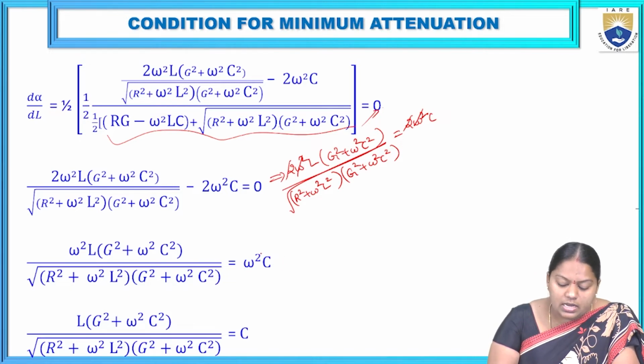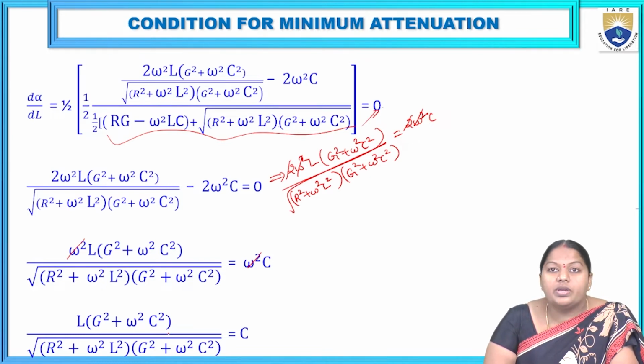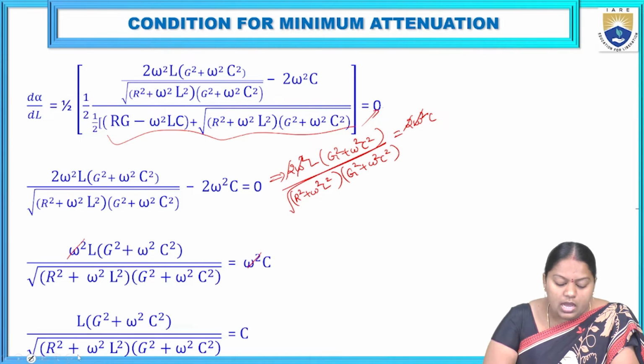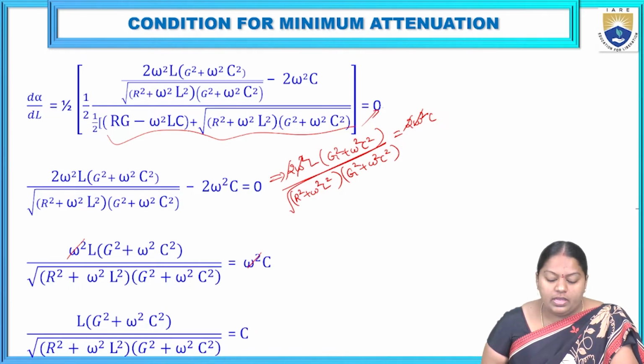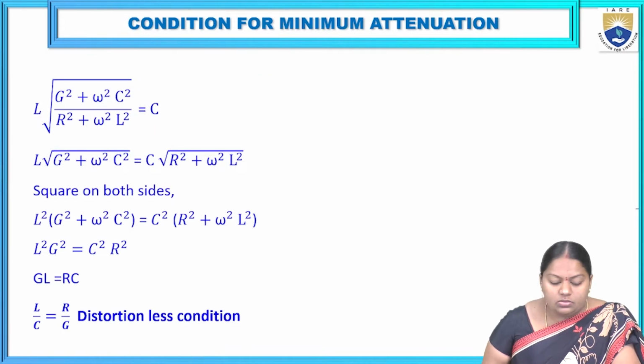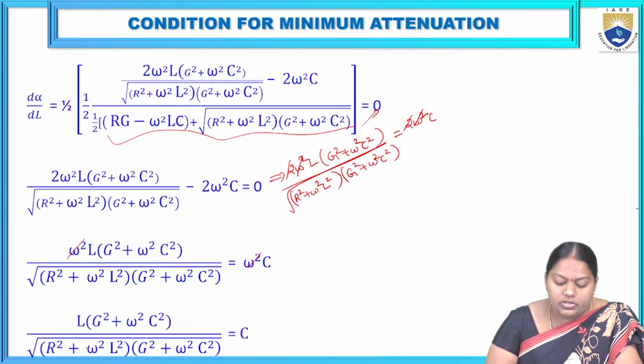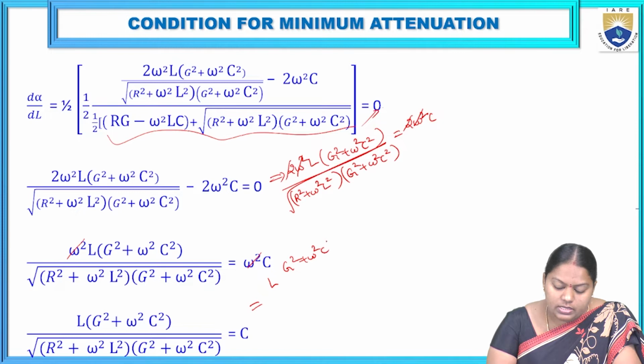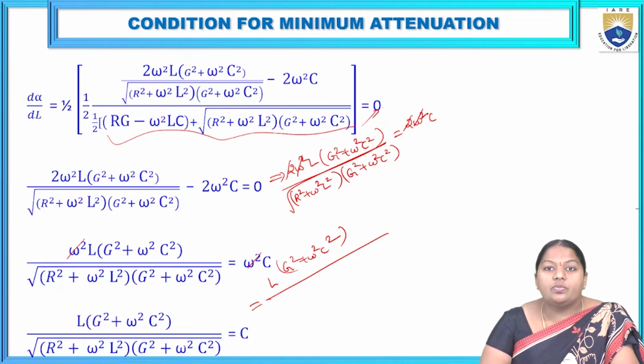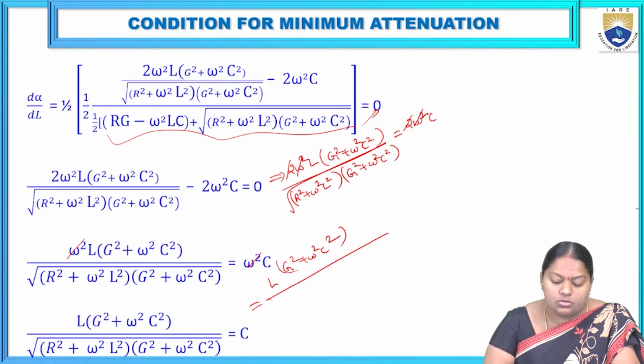Now on both sides, omega square gets cancelled, then L into (g square plus omega square c square) by root over (r square plus omega square L square) into (g square plus omega square c square) is equal to c. Okay. Then L is equal to... see, in the denominator, (r square plus omega square L square) into (g square plus omega square c square) is left out, which is there in the root 2.